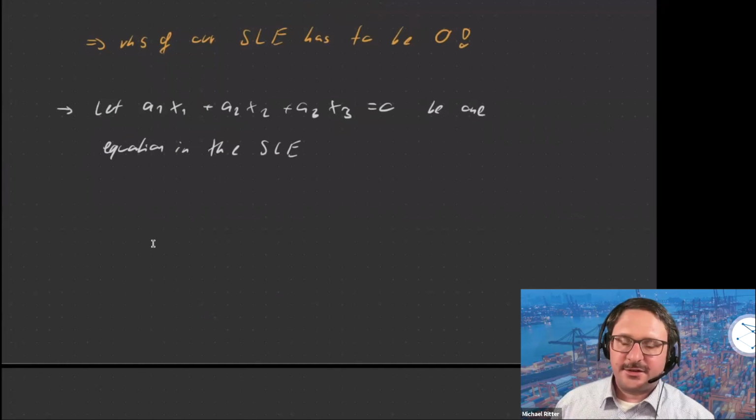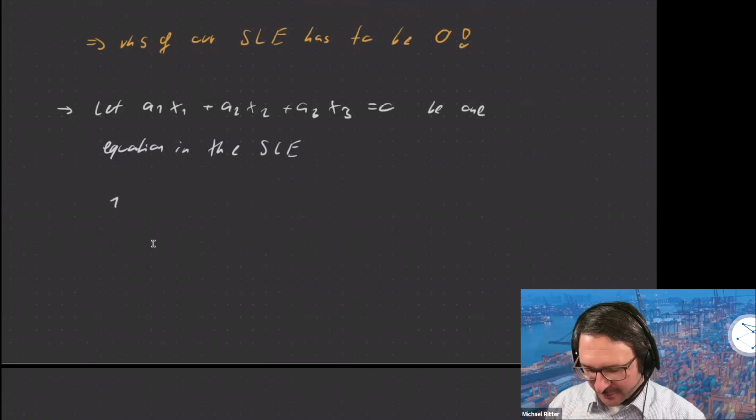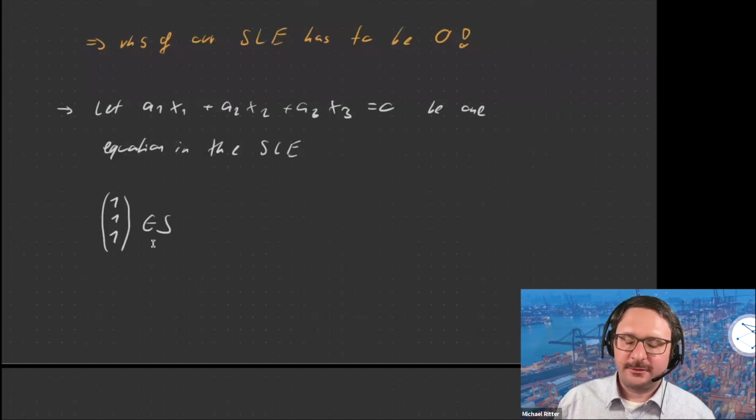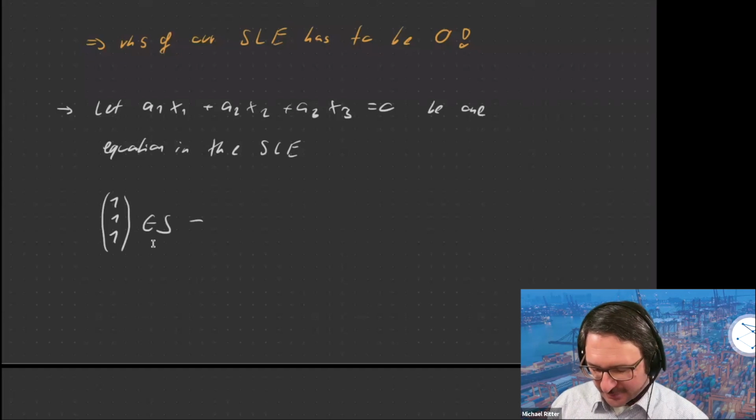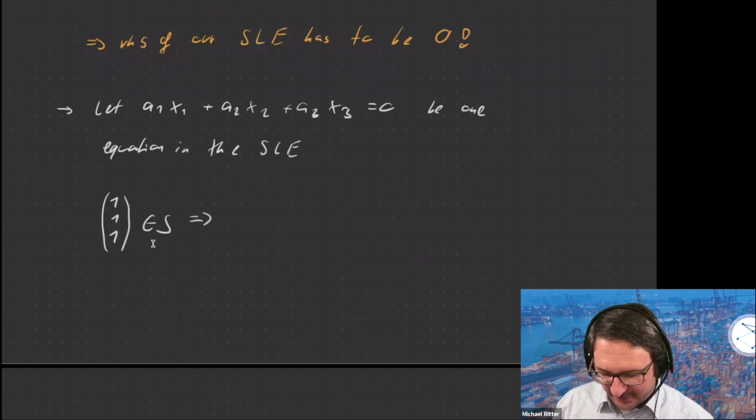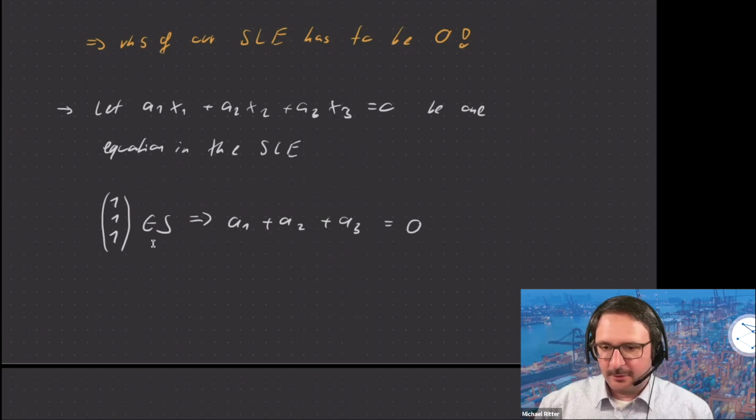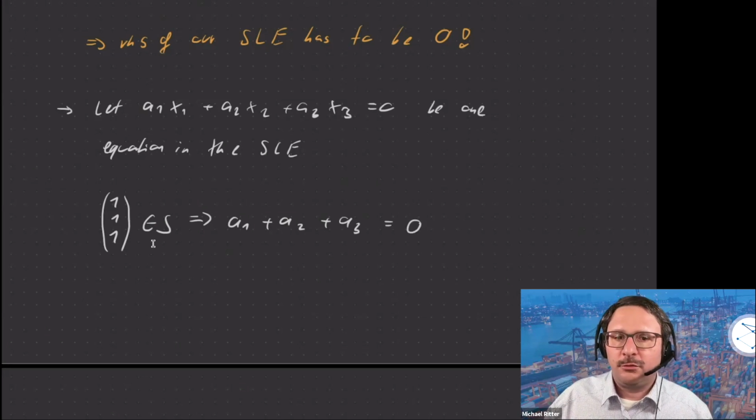Then let's take another solution. For lambda equals 1, we get the point 1, 1, 1. That is also contained in S. And if you substitute that, that means we get A1 plus A2 plus A3 is 0. And that could very well be the case. You just need to choose your A1, A2, A3 correctly.